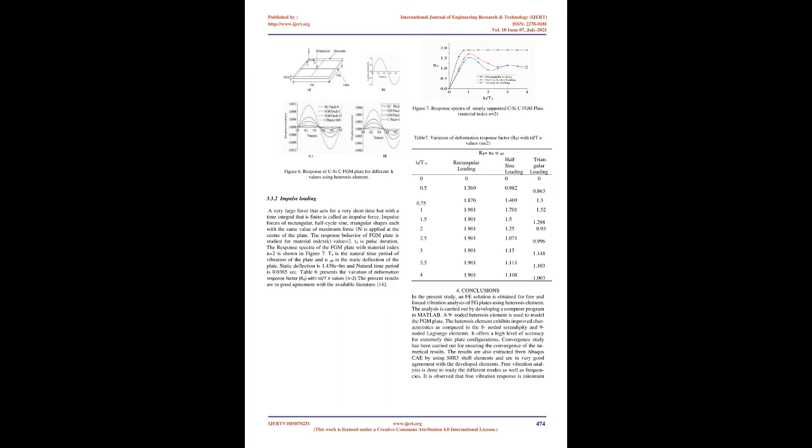3.3.1 Harmonic sine wave loading. A harmonic force P(t) equals P0 sin(ωt) is applied at the center of the plate, Figure 6(a), 6(b), where P0 is the amplitude or peak value of the force and ω is the forcing frequency. T is the forcing period of the FGM plate, P0 equals 1 N, where ω is the circular frequency and ωn is the natural frequency of the plate.